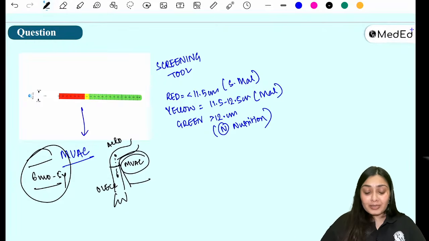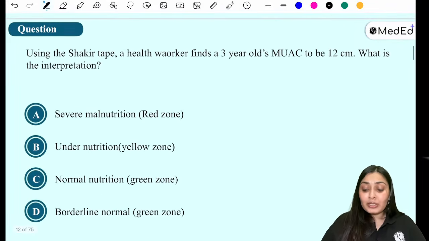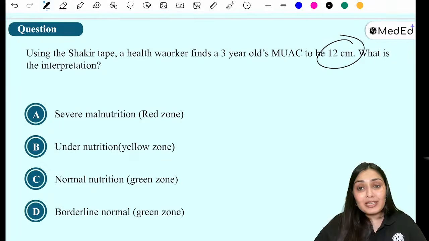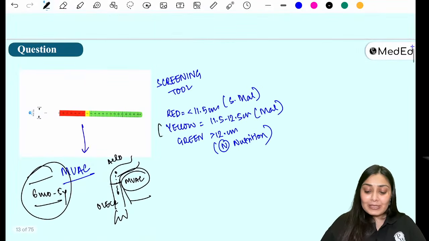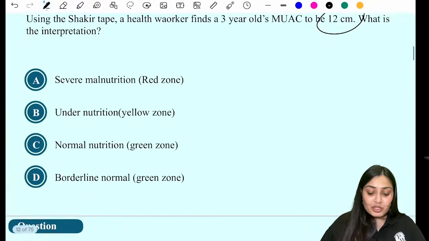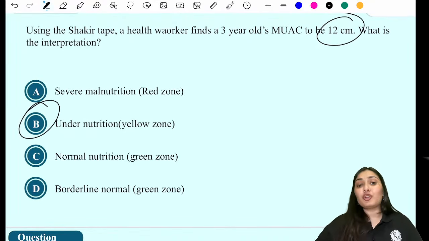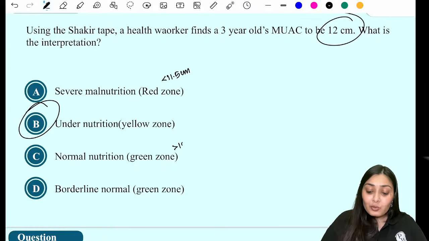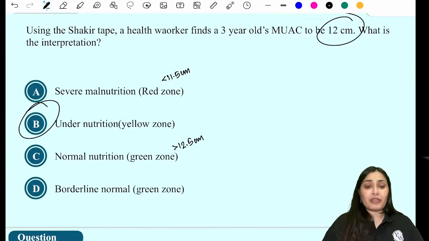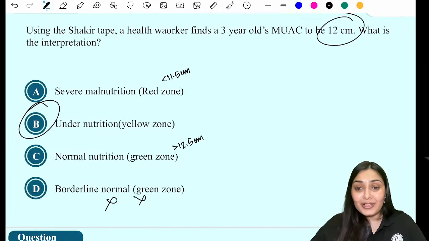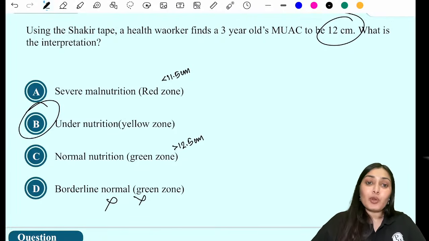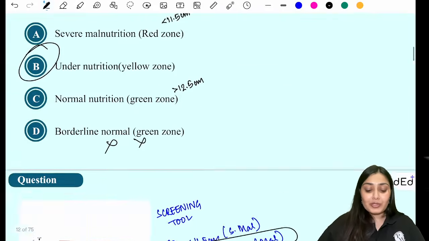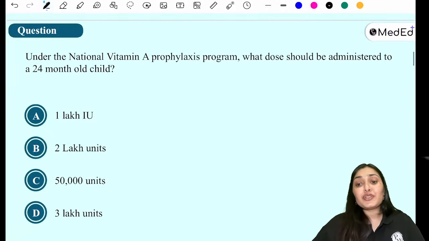So this is the interpretation. Here they told us that the 3-year-old's MUAC was 12 centimeter. That means the child was lying in this zone, yellow zone. Which is the correct answer? Option B, undernutrition, yellow zone. It would have been severe malnutrition, red zone, if it had been less than 11.5, and green zone if it had been more than 12.5. This borderline normal does not exist, right? Either we have green, yellow, or red: severe malnutrition, undernutrition, or not malnutrition. Very straightforward question. Now let's move to the next question.